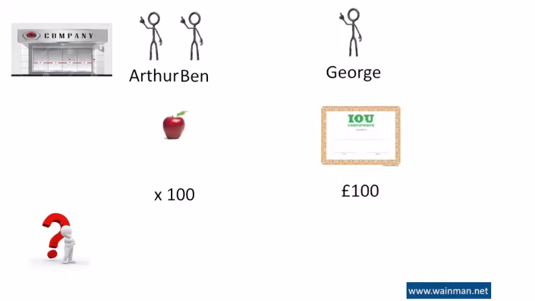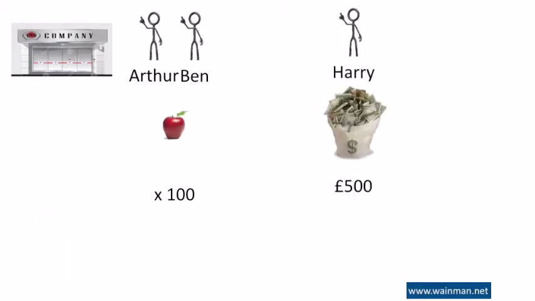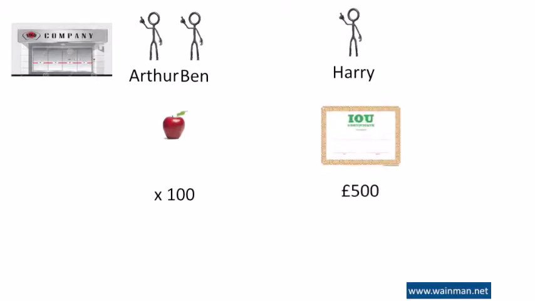So what do Arthur and Ben want to do with the apples? They want to sell them. So they go and see Harry. Unfortunately, Harry does not have any money, even though he wants to buy the apples. So Arthur and Ben tell Harry that they will accept an IOU instead.